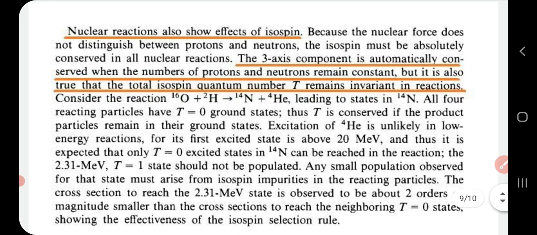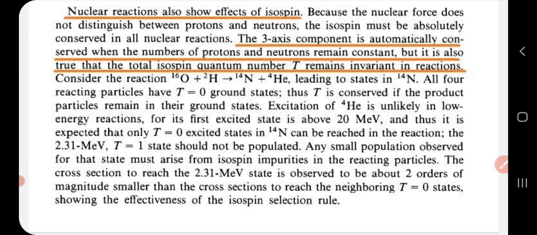Then nuclear reactions also show effects of isospin. That is, the 3-axis component is automatically conserved when the number of protons and neutrons remains constant. But it is also true that the total isospin quantum number T remains invariant in a transition. So just consider a reaction where oxygen and hydrogen are the reactants and the products are nitrogen and helium. The reactants have T equal to 0, that is, they are in the ground state. In such a case, the total isospin quantum number T will be conserved only if the products, nitrogen and helium, are also in the ground state, that is T equal to 0.